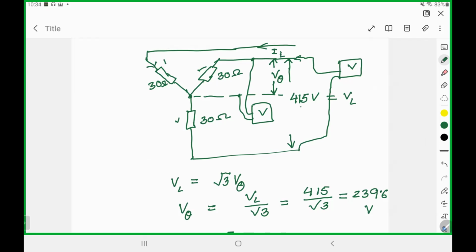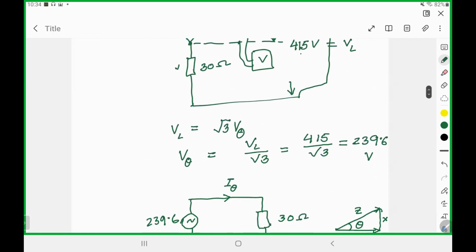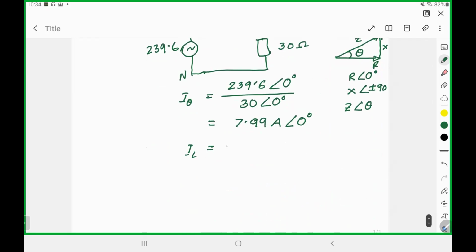Do you think it will be different? So if you apply KCL at this node, then IL would be equal to I theta. So they are same. So I can just write down here, IL will be equal to I theta. And that will be equal to 7.99 at an angle of 0 degree.